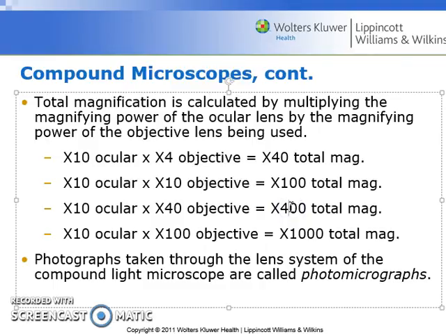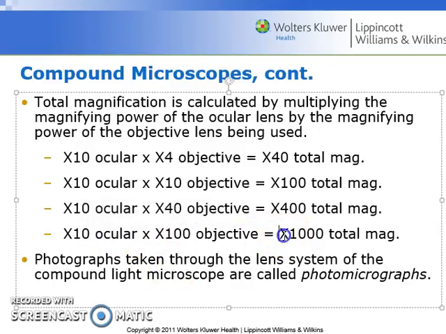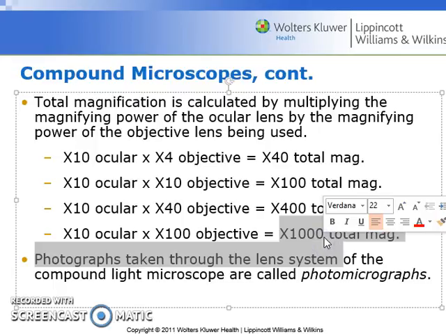Now, when we view bacteria, we typically want to view it on the highest power for optimal magnification to allow us to view the bacteria. So we use the 100x objective lens and we multiply that by the 10 ocular, and that gives us a total magnification of 1000x.